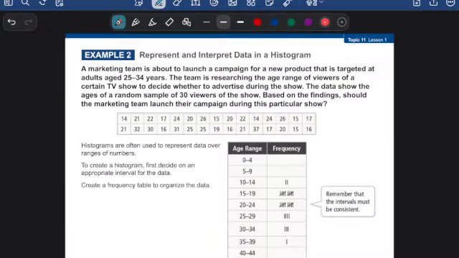Example 2, looking at histograms. Histograms are another way that we can represent statistical data. A marketing team is about to launch a campaign for a new product that is targeted at adults aged 25 through 34 years. The team is researching the age range of viewers of a certain TV show to decide whether to advertise during the show.